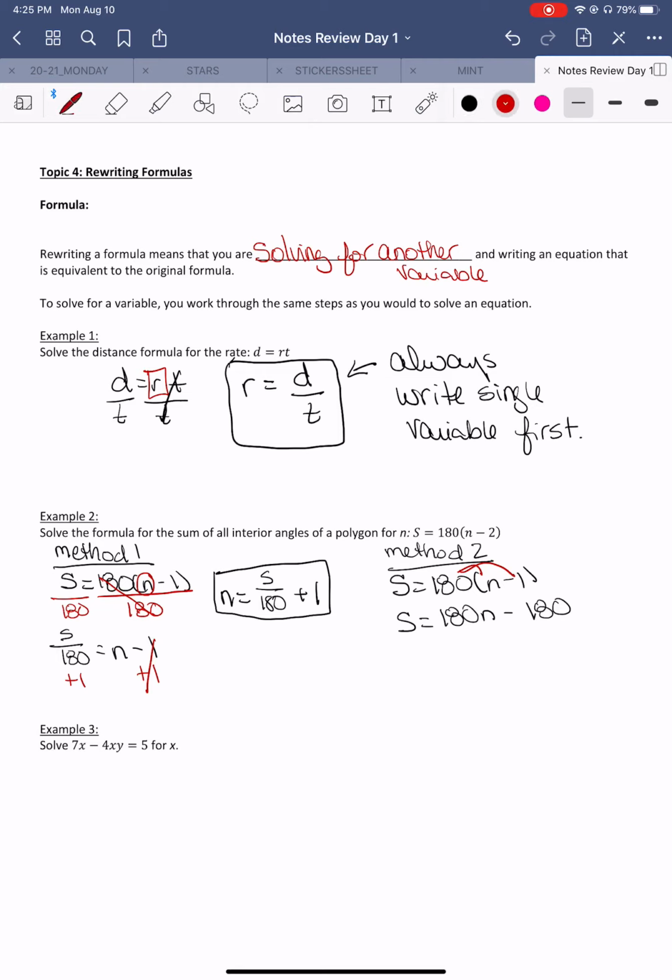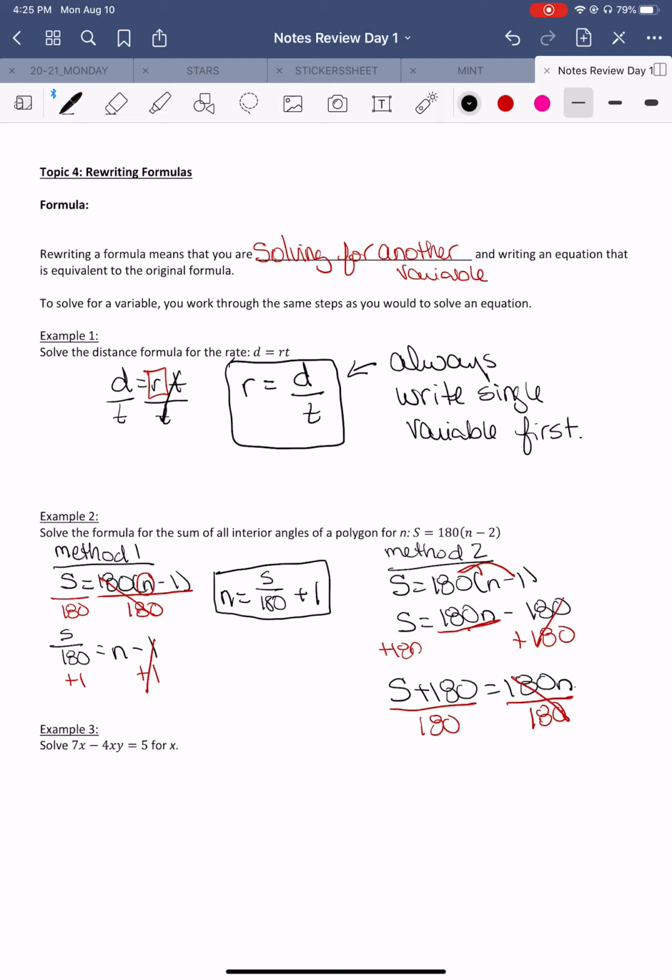Solving for n, you can see n is now attached to 180, so we can't get rid of it yet. Let's go ahead and add 360 to both sides. And we have s plus 360 equal to 180n. Solving for n, we can now get rid of 180, so we are going to divide both sides by 180.